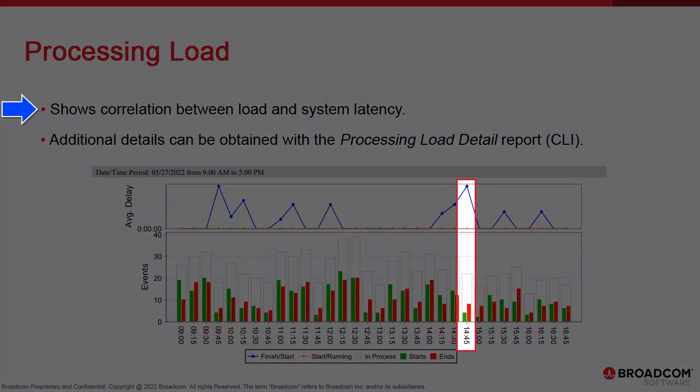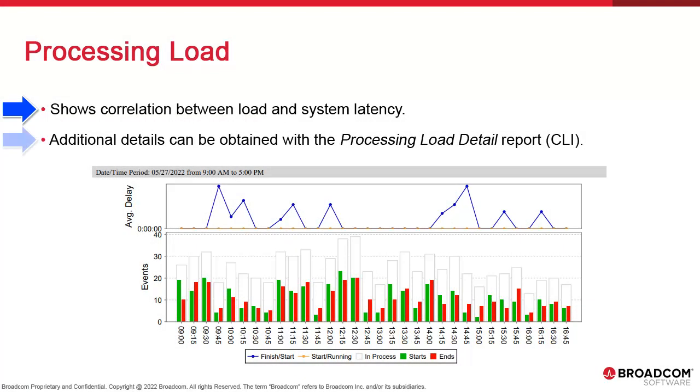For example, at 2:45, the volume of events is low but delays are high. That points to a potential problem on an agent, or perhaps on the automation engine itself. Note that another, far more detailed report showing the individual jobs running at any given intervals is available, but needs to be executed using the command line interface.